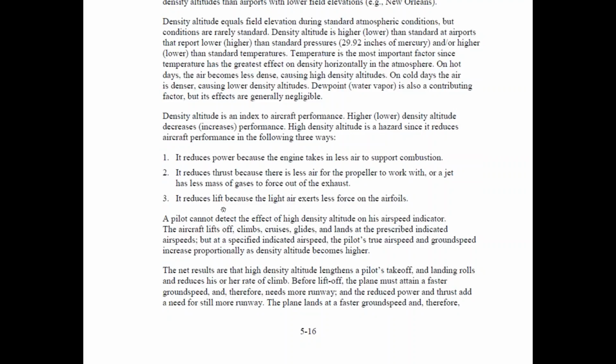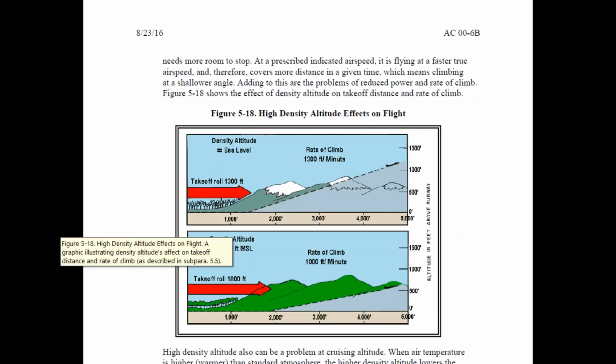The net results are that high-density altitude lengthens a pilot's takeoff and landing rolls and reduces his or her rate of climb. Before liftoff, the plane must attain a faster ground speed and therefore needs more runway, and the reduced power and thrust add a need for still even more runway. The plane lands at a faster ground speed and therefore needs more room to stop. At a prescribed indicated airspeed, it is flying at a faster true airspeed, and therefore covers more distance in a given time, which means climbing at a shallower angle. Adding to this are the problems of reduced power and rate of climb.